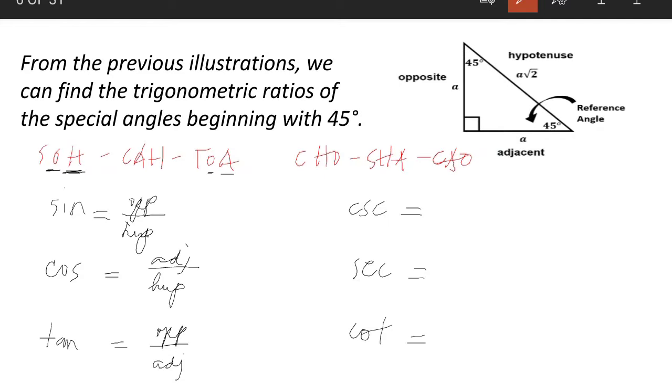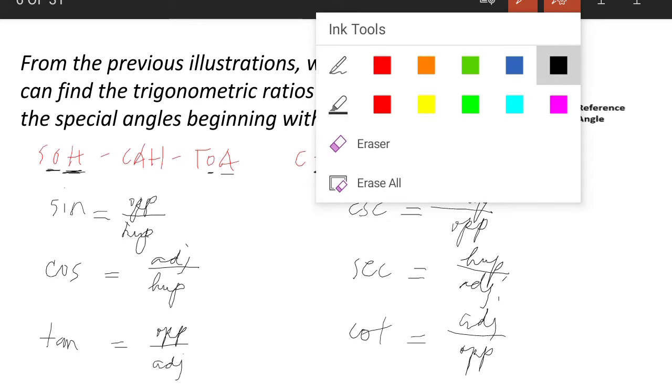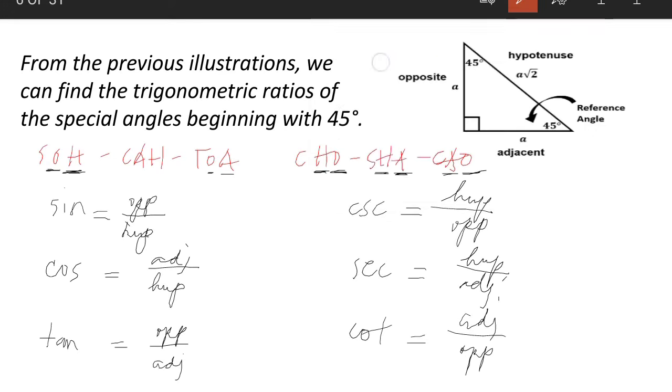So for the cosecant, we have hypotenuse over opposite. For the secant, we have hypotenuse over adjacent. And for the cotangent, we have adjacent over opposite. Okay? So this time, we will make use of the reference angle 45 degrees.